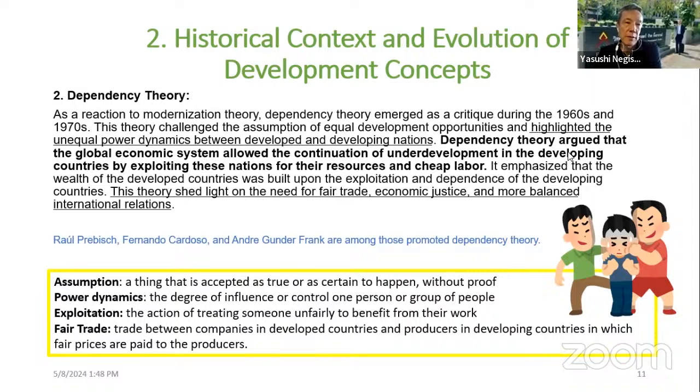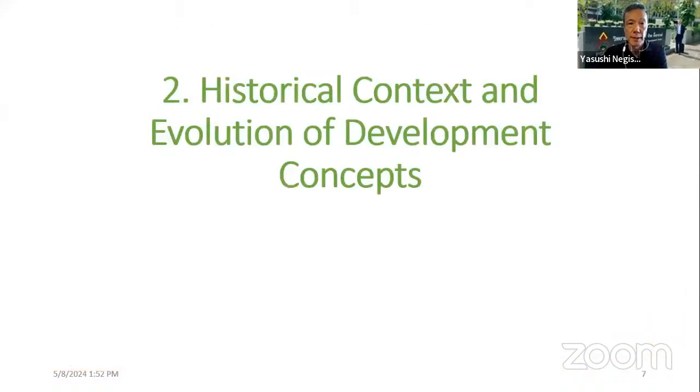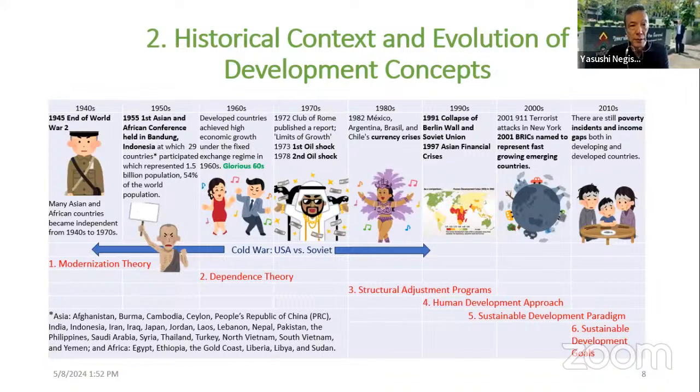So while modernization theory suggested the developing countries take the same path, dependency theory argued that unless we can have a new, more fair approach, it would not be easy for developing countries to take the same path suggested by the modernization theory. So those are the two theories which came out during the 1940s up to the 1960s. Okay, let's move on to the 1970s.